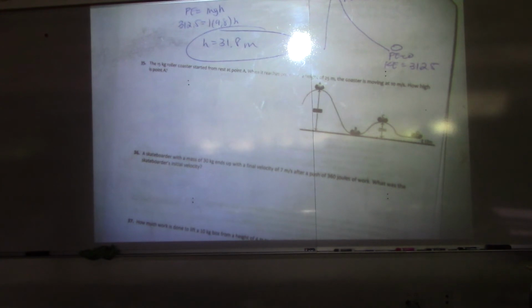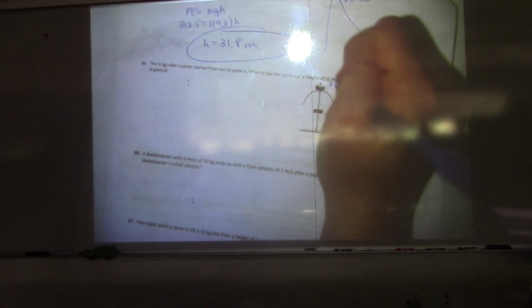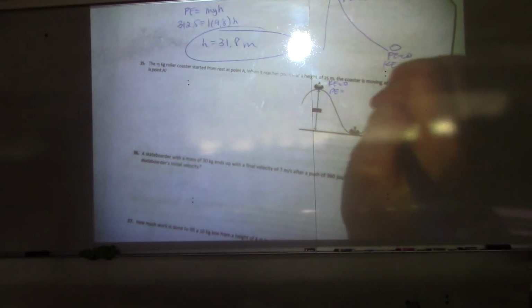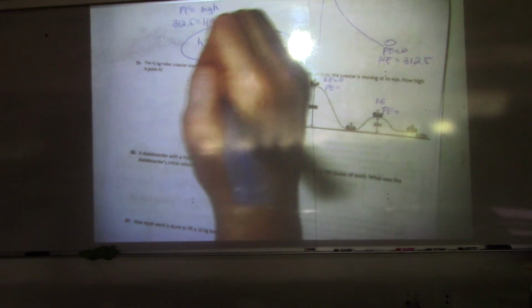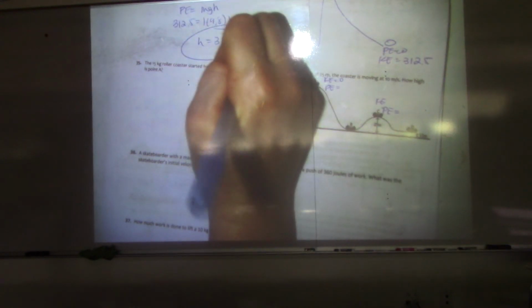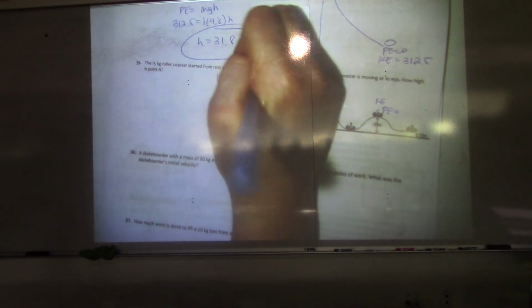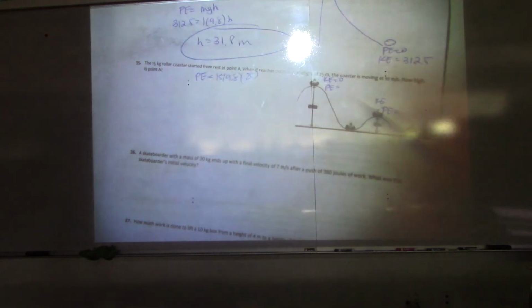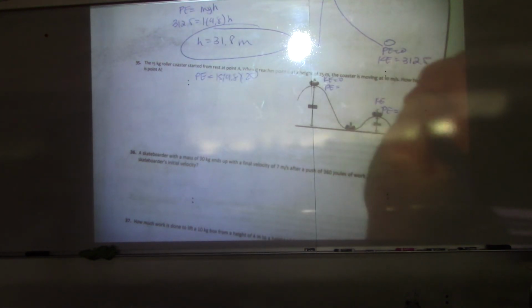Starting from rest at point A, so that would be kinetic is 0, all potential. At C, I've got both. I have a height of 25, so I'm going to do mgh of 25 for my potential. That gives me a potential of 3675.